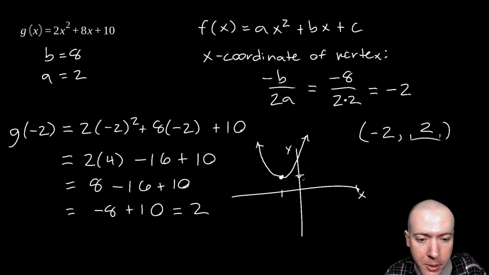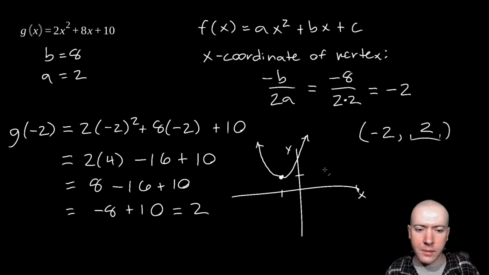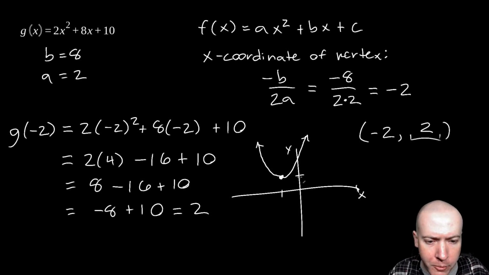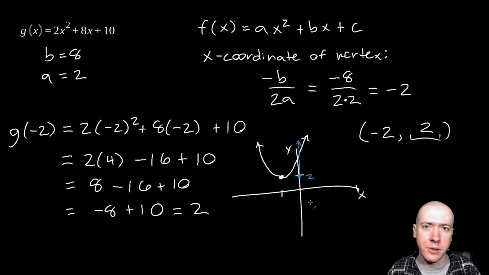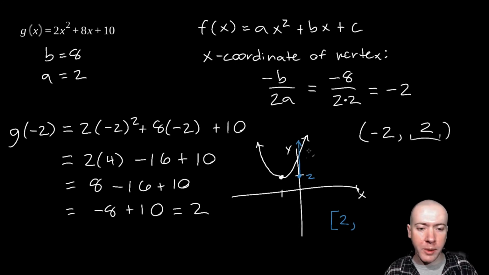So from this point up, maybe I should do this in a different color. Okay, so from 2 on the y-axis and going up, everything on that blue line is part of the range of the function. And how would we write that as an interval? Well, we would start with the 2, and 2 is part of the range. It is a point on the function, so we use a square bracket with it. And the range extends to positive infinity, right?